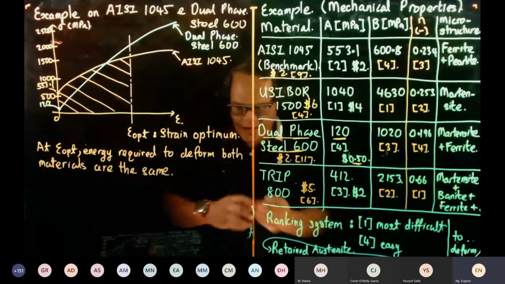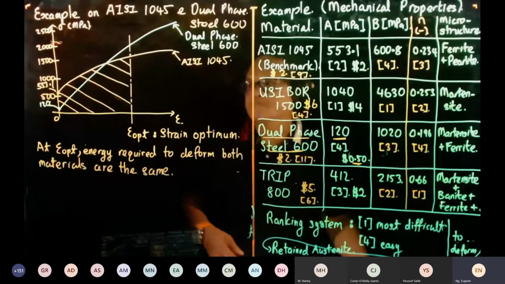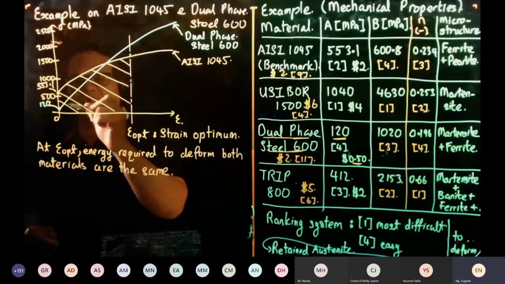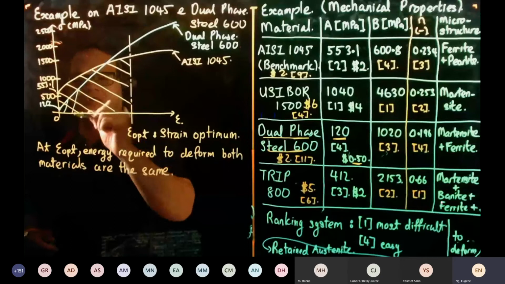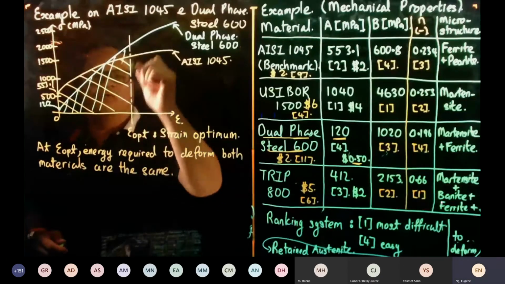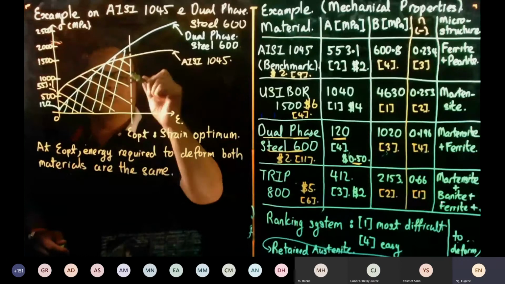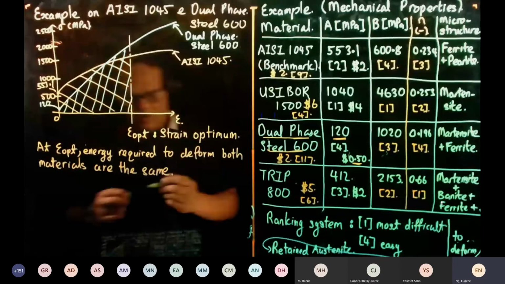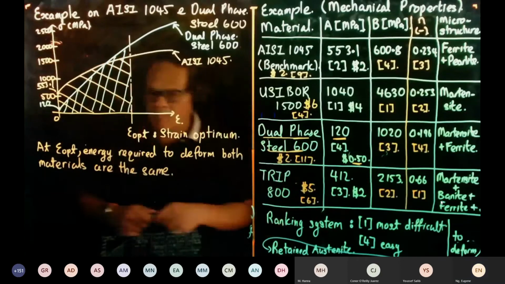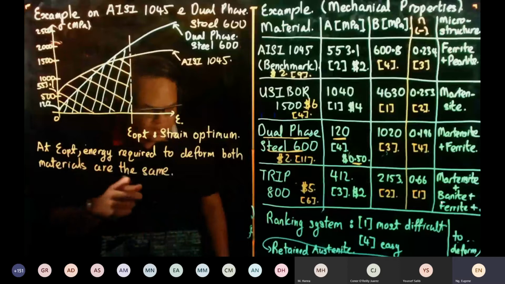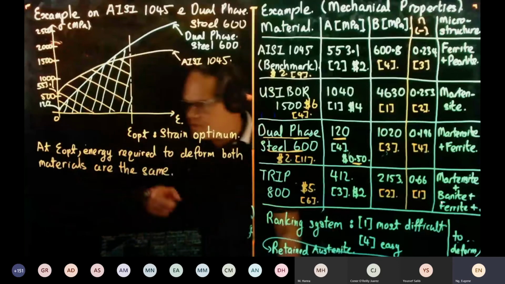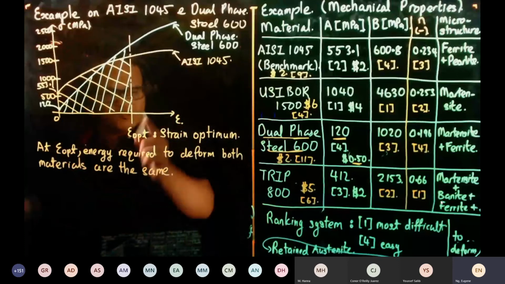And then if you look at our dual phase steel, the energy is this amount. The shaded area, sorry for it to be so messy, is for dual phase steel. And at the epsilon optimum, the area under the curve will be the same. Okay, so can anyone tell me why it is important to find this optimum?